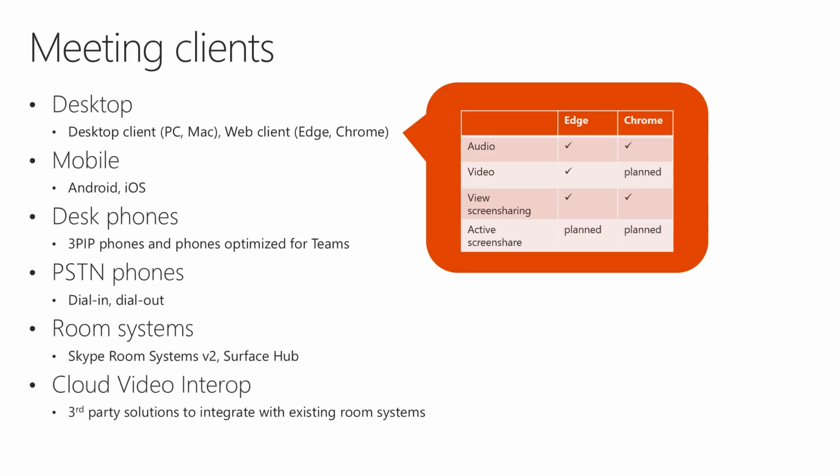As already mentioned, there's quite a number of meeting clients that you can use to participate in meetings. From the desktop, you can use the PC or Mac client, or you can use the web client. From mobile, you can use our clients for Android and iOS. You can use desk phones if they're signed in into Teams. You can use regular PSTN phones if you're using audio conferencing, and then you can dial in or dial out to and from meetings. You can use room systems if they're running Skype Room System v2 or Surface Hub. And with Cloud Video Interop, you can integrate with existing room systems.